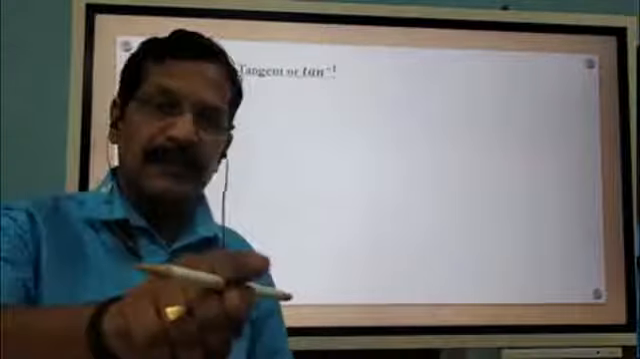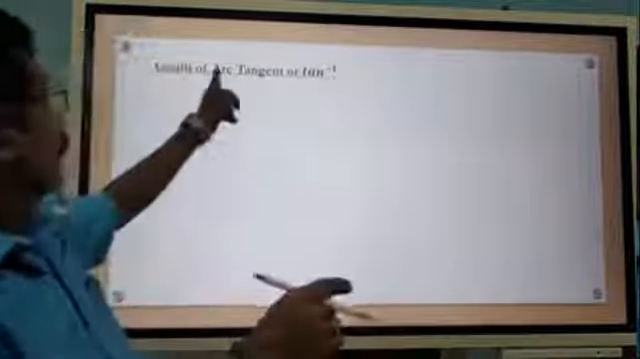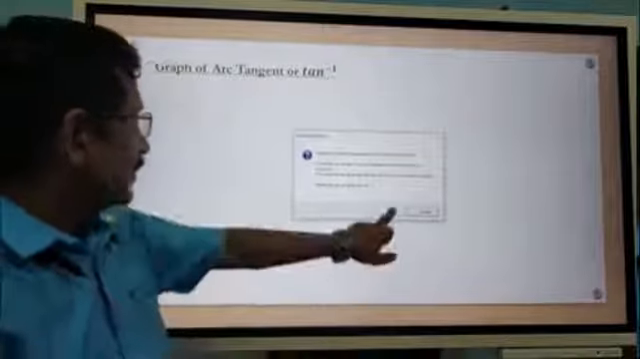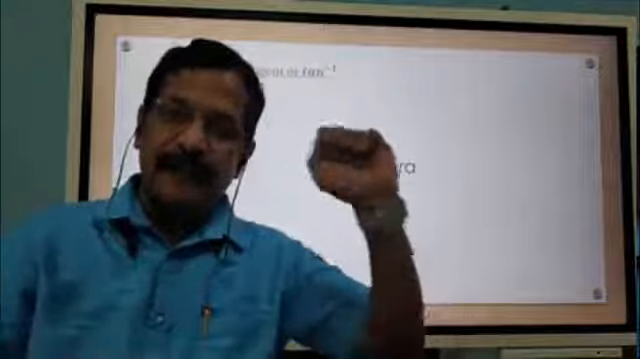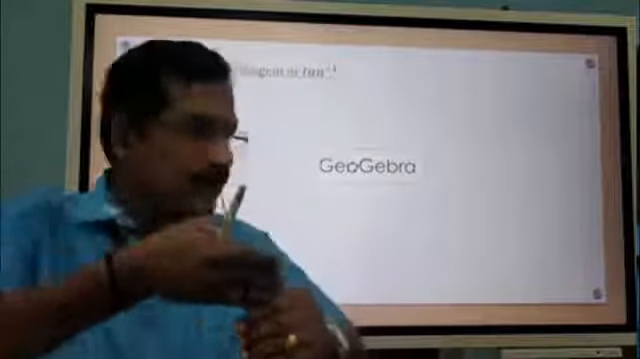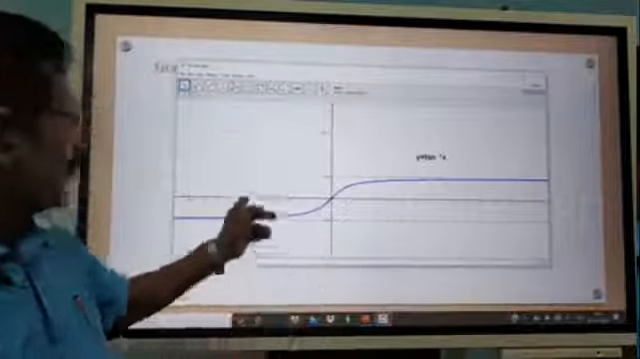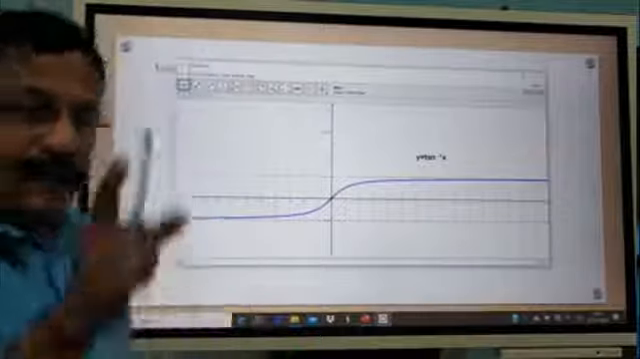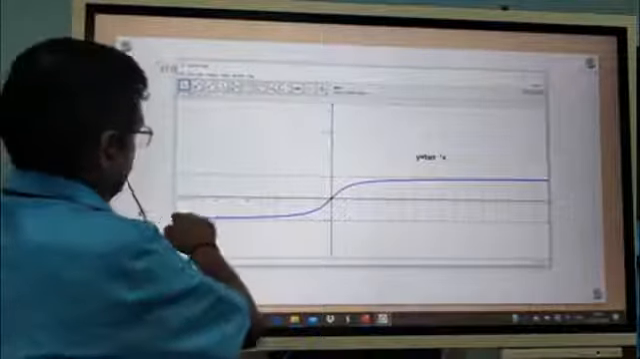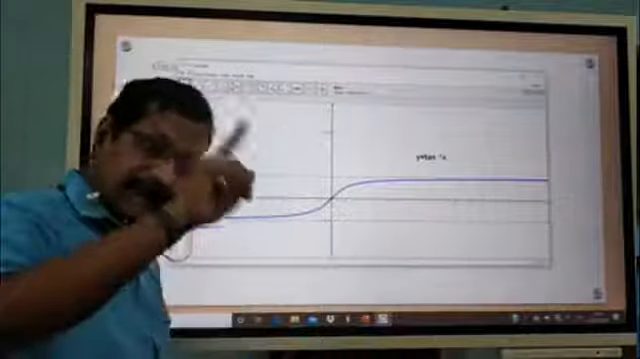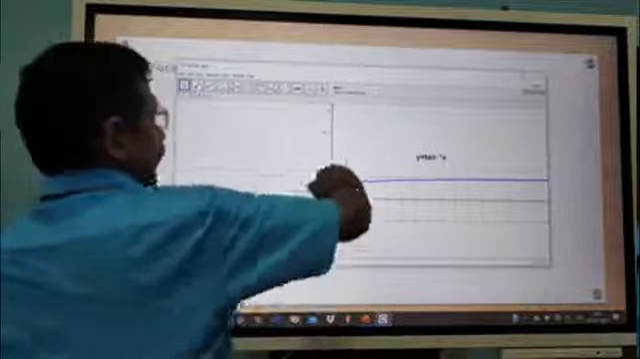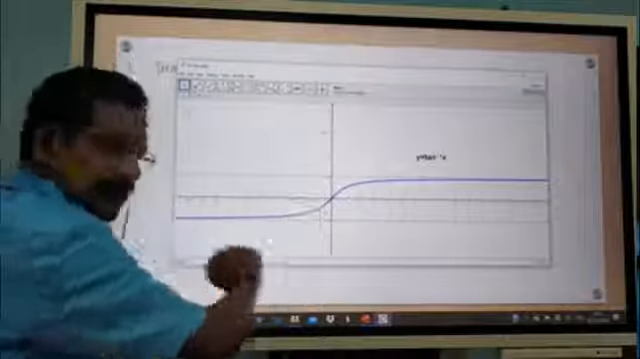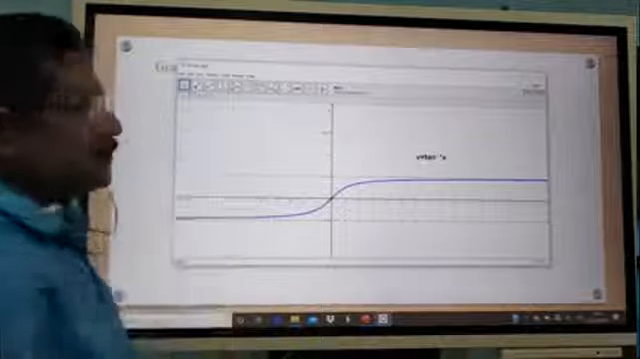Now, what will be the graph of tan inverse? The graph of arc tangent or tan inverse. The x-axis and the y-axis in the case of tan will interchange in the case of tan inverse. So this is the graph of tan inverse. See, the graph will be this way, whereas the tan graph was in this way. In this way is the tan graph. Now this is the tan inverse graph.